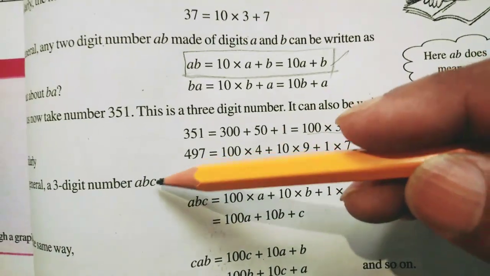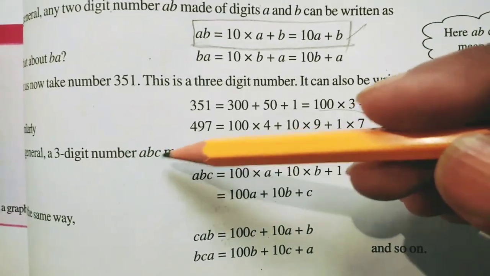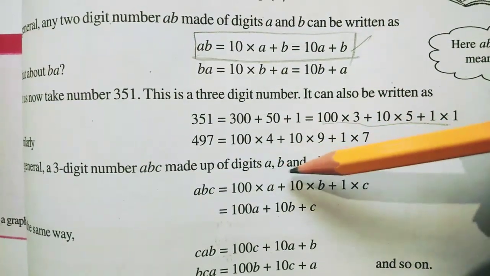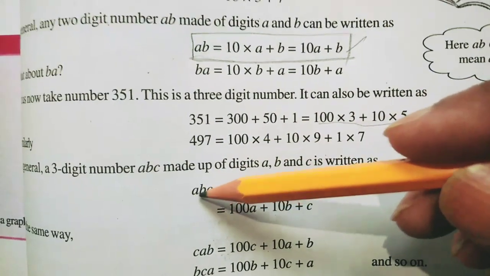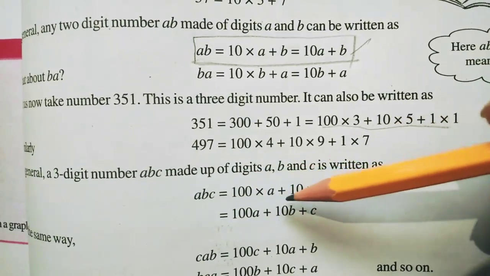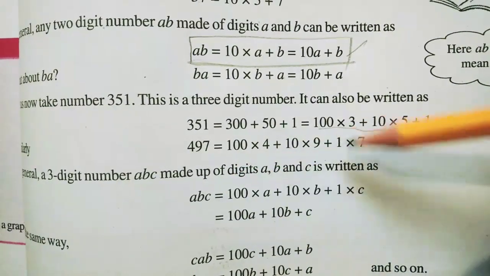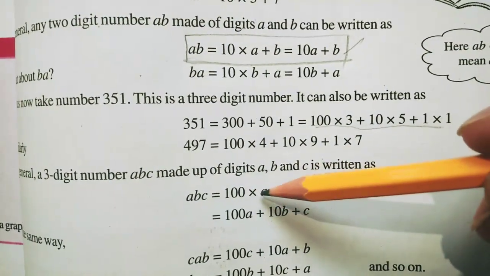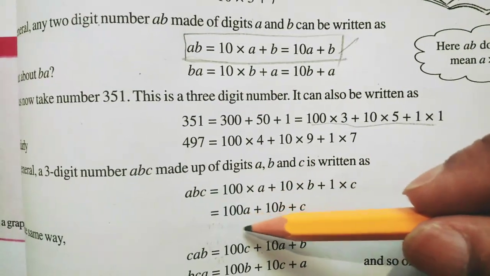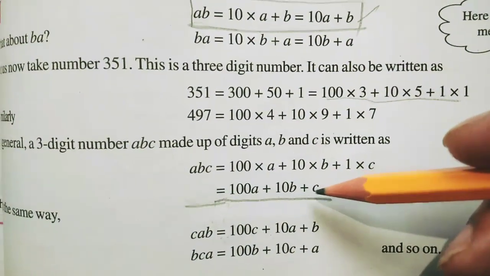So when you write a three-digit number in a general form, we take it as ABC. Suppose ABC is a three-digit number, where A is in the 100 place, B is in the tens place, and C is in the ones place. So the 100 place digit will be multiplied with 100, so 100A. Then B is in tens place, so 10 into B, and C is in ones place, so 1 into C. When you combine it, 100A plus 10B plus C. So this is the general form of writing any three-digit number. ABC can be written as 100A plus 10B plus C.